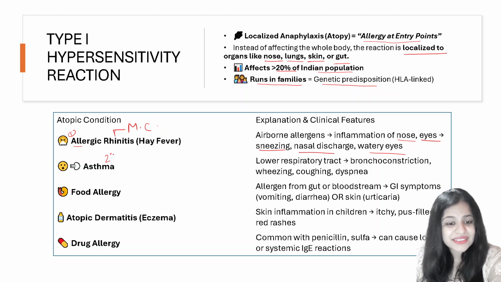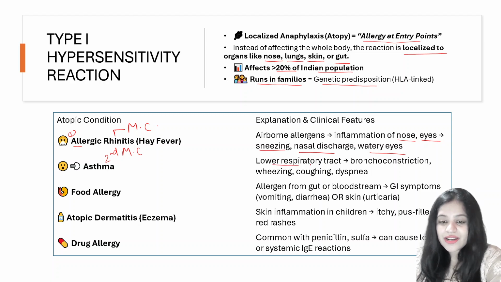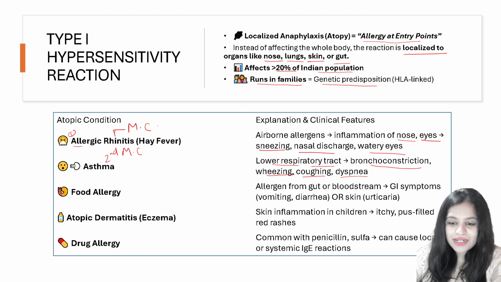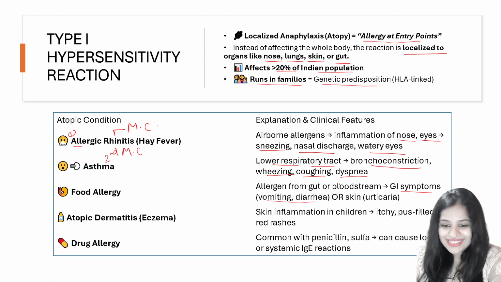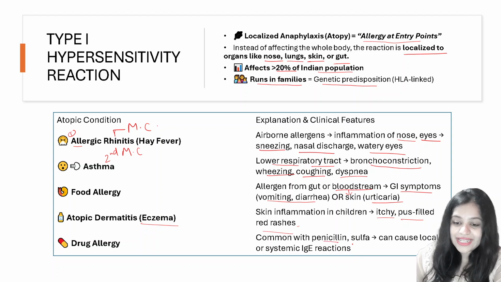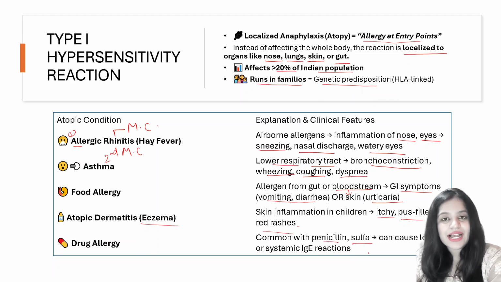Second is asthma. This is the second most common atopic condition. Here your lower respiratory tract is affected. So what happens here is bronchoconstriction, wheezing, coughing and dyspnea. Then food allergies, allergen from the gut can cause GI symptoms, vomiting and diarrhea. And sometimes these allergens from the gut get into our bloodstream and travel to your skin causing urticaria. Next is atopic dermatitis, that is eczema. Skin inflammation in children, that is itchy, pus-filled red rashes. Now there is drug allergy, common with penicillin and sulfa drugs. It can cause local or systemic IgE reactions.